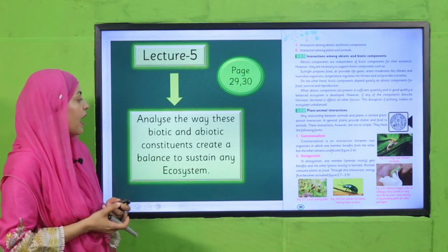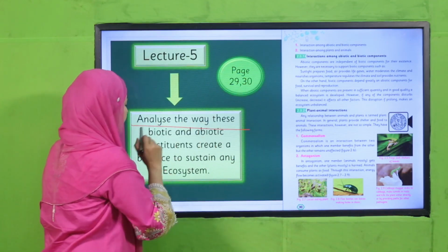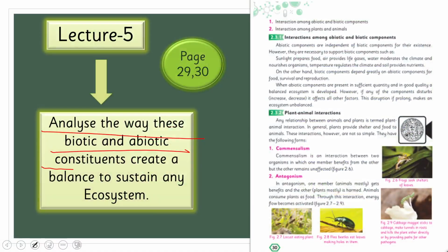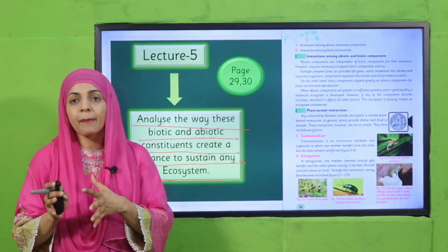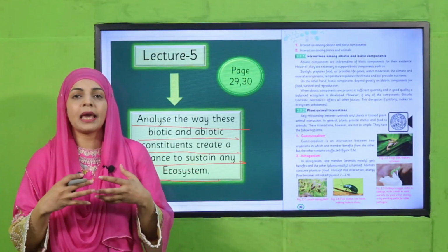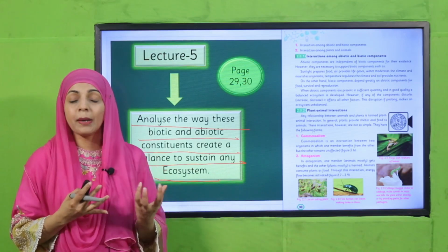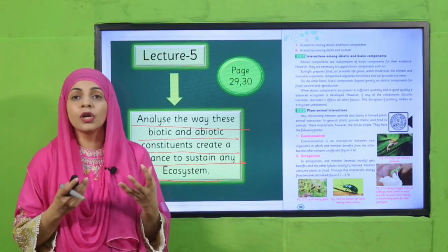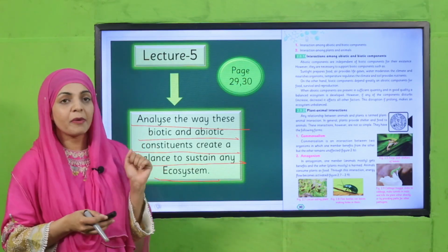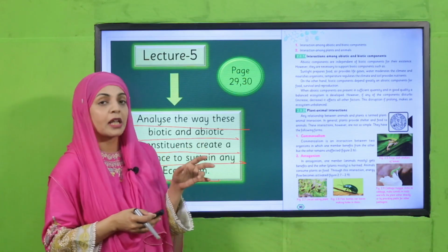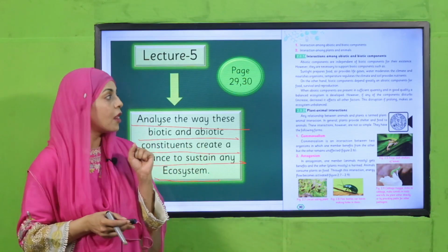So in lecture number 5 we will analyze the way these biotic and abiotic constituents create a balance to sustain any ecosystem. तो कैसे living और non-living factors, biotic और abiotic factors मिलके एक ecosystem को बनाते हैं और उसको help करते हैं to grow and to nurture. This will be discussed in lecture number 5. The pages under discussion are page number 29 and 30.